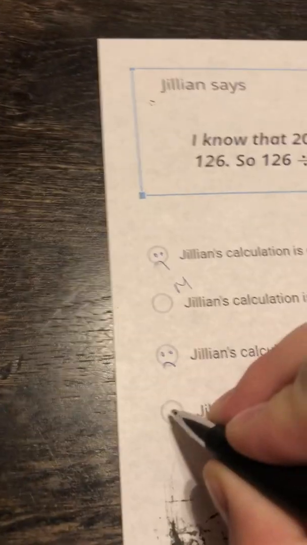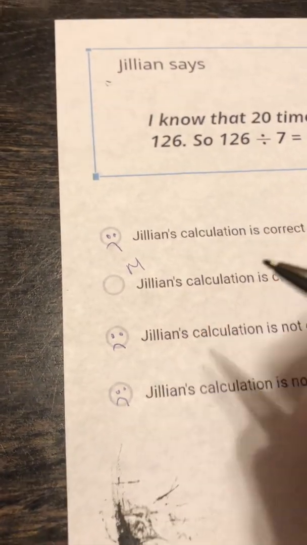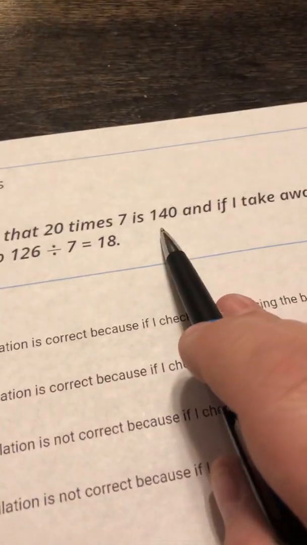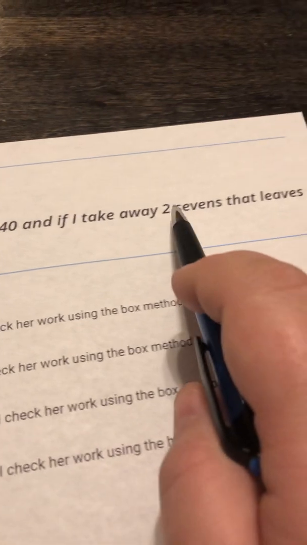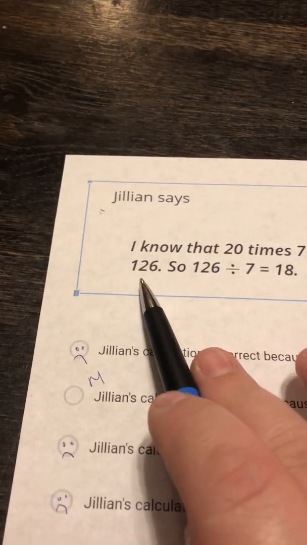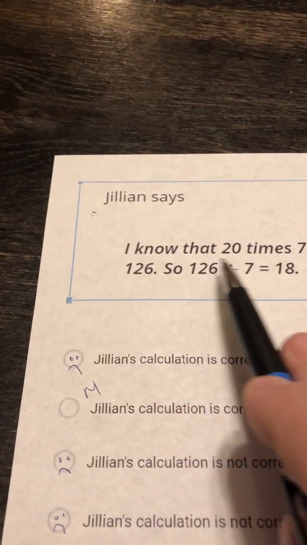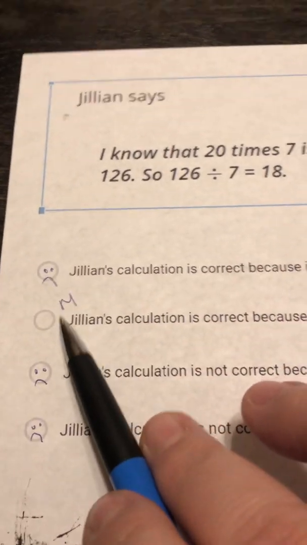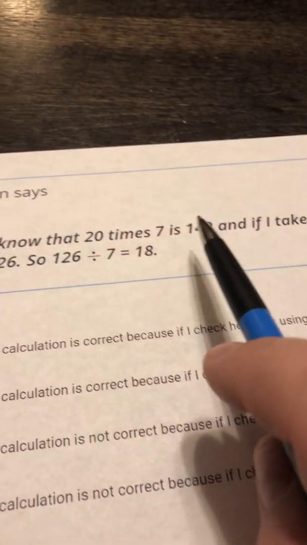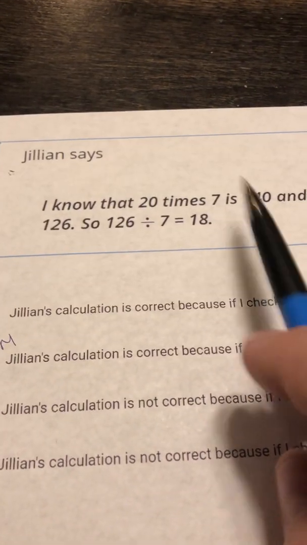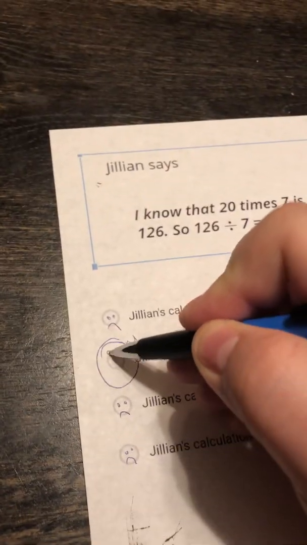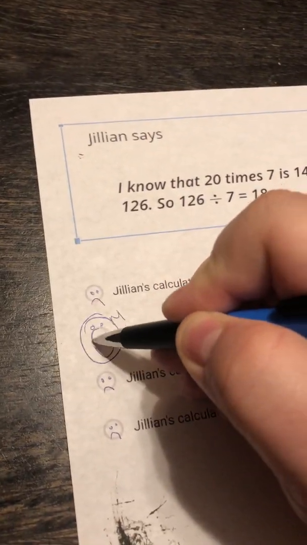So let's go back up to the question. I think this one's a frowny face, but I'm going to read the question one more time just in case. I know that 20 times 7 is 140. And if I take away 2 7s, that leaves 126. So 126 divided by 7 equals 18. So this one's correct. And if she took 2 groups away, that would definitely be 126. So my answer is, and I'm going to do a little face, and this is going to be the nose.